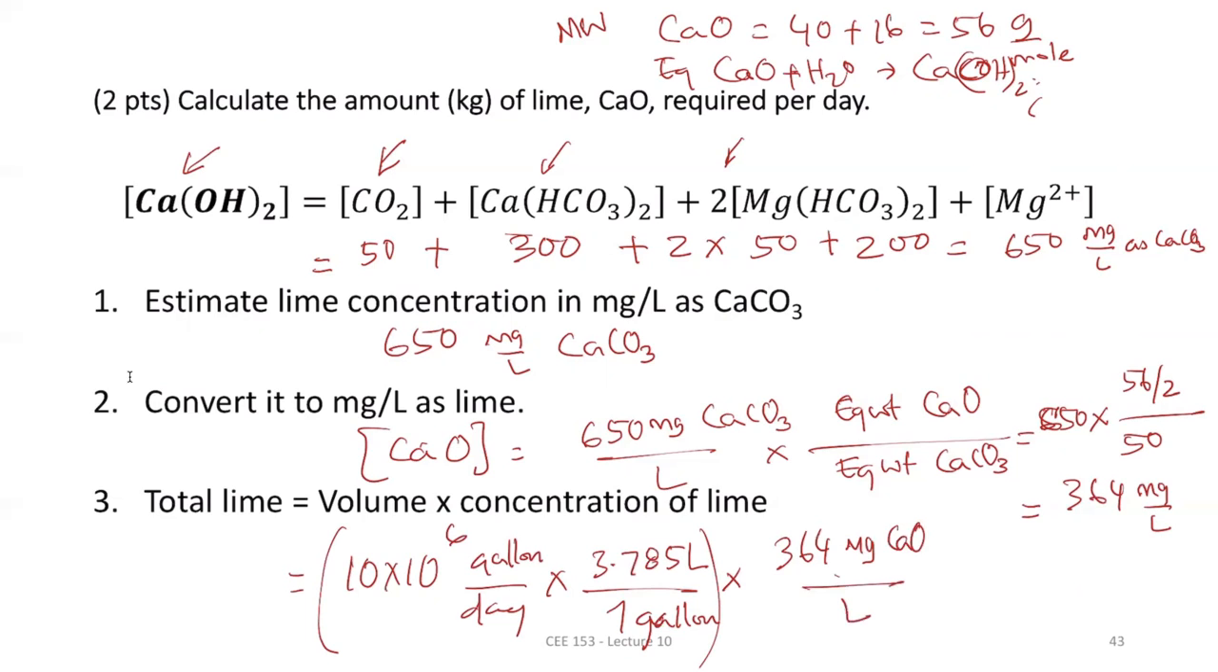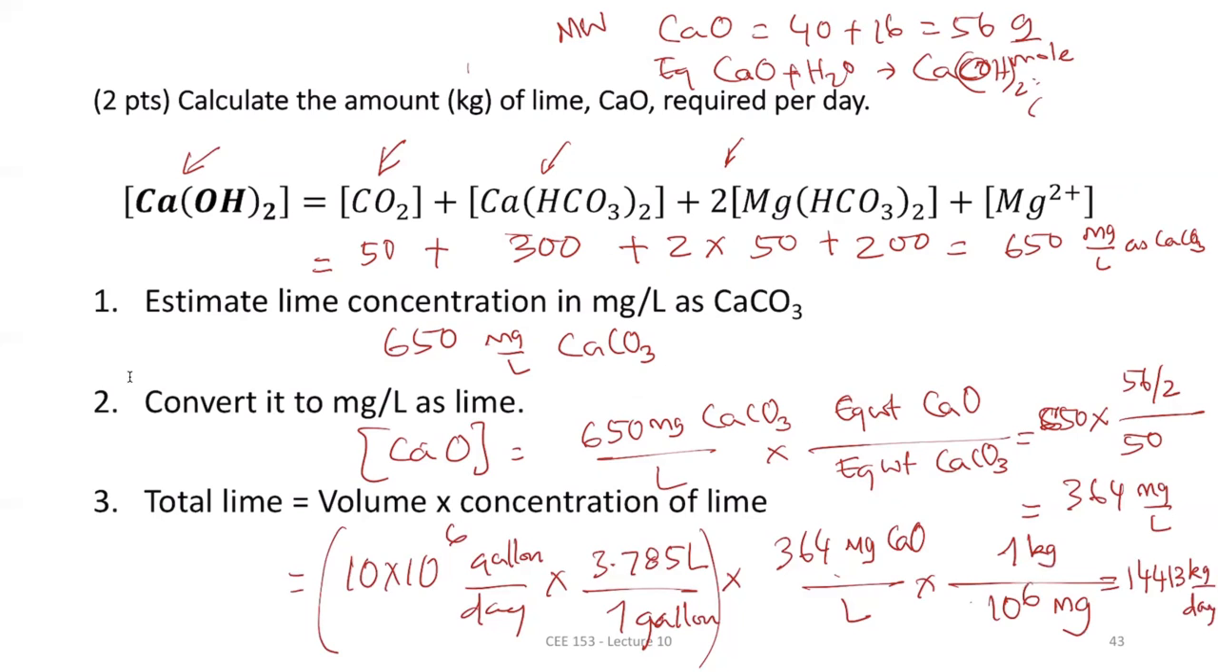That's the concentration, but you ask in terms of kilograms, so you have to change milligram to kilogram. You know 10 to the 6 milligram is the same as 1 kilogram. So this value you should be able to get 14413 kilogram per day. So that much lime you needed.